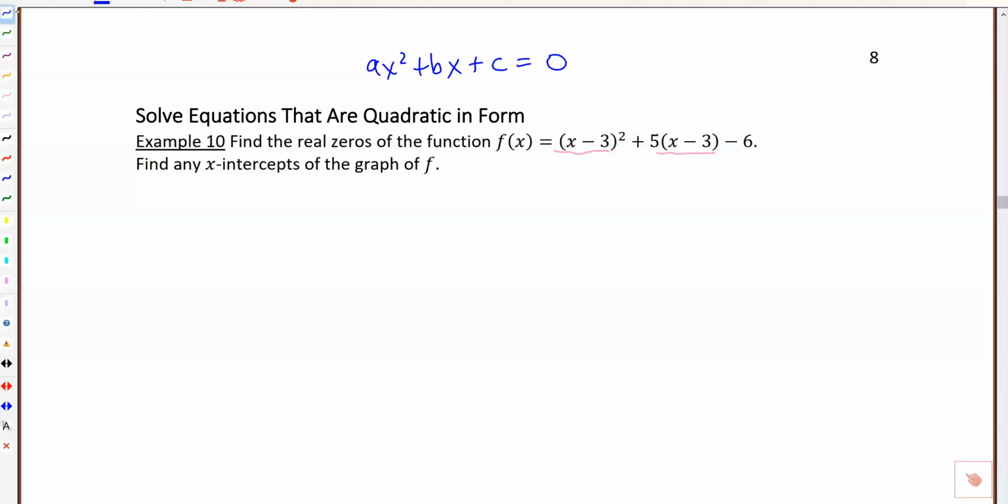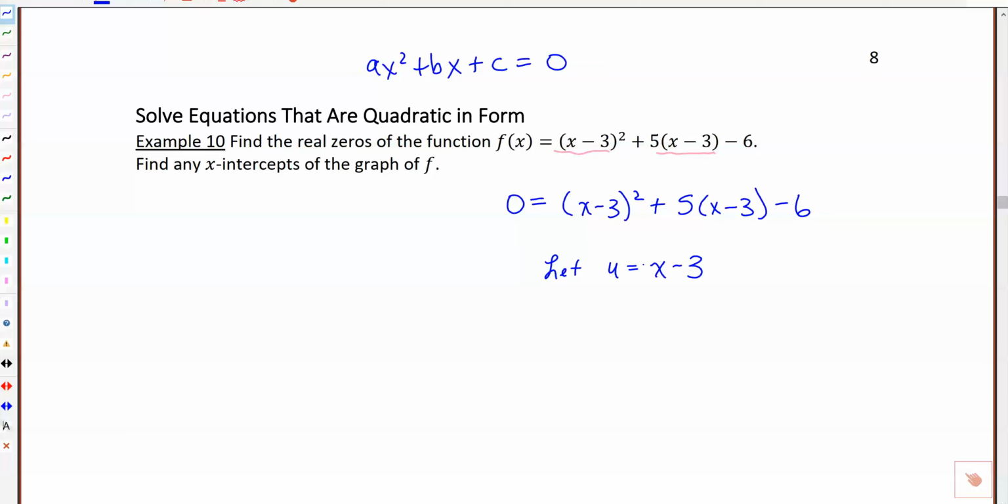So here's what we're going to do. First off, because I want to find a 0 for my function, I'm going to put a 0 in for my output. Now, we are going to assign a temporary variable. We are going to let u equal that repeated chunk of information, that x minus 3. Now, u is the most common variable that we use here. It's usually referred to as a u substitution.